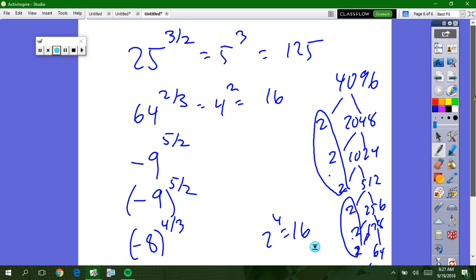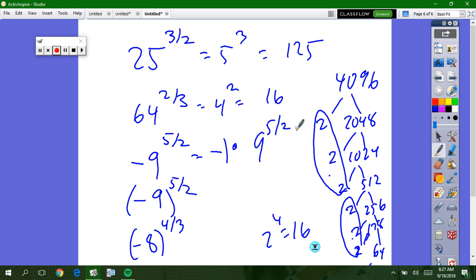Yes. This one works. Because what does this say? Anybody tell me? This is 9 raised to this power, then timesing by a negative. What does this one say? This is -9 being raised to that power. You guys see the difference with what a parenthesis can mean? Once again, this is saying -1 times 9 to the 5 halves.